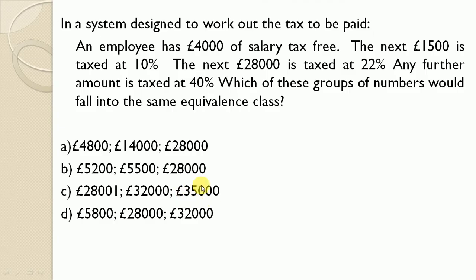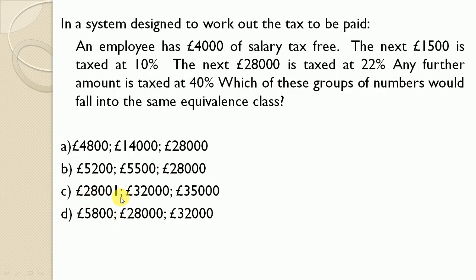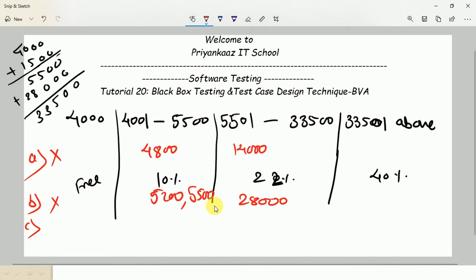5500. And what is the next option? Okay, 28, that means it belongs to this class, right? 28,000. So again, we can't consider B as a correct option. What about C? 28,001, 32 and 35. So let me go for it. Yes, very straightforward. 28,001 and 32 is here, but 35 is here. Okay, it comes under the above scenario. So we can't consider option number C as well.